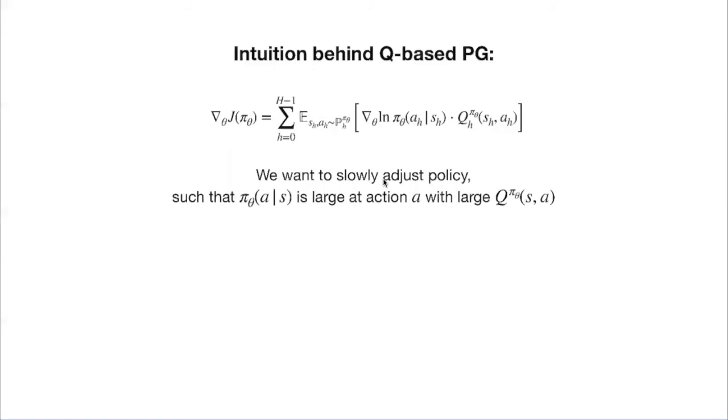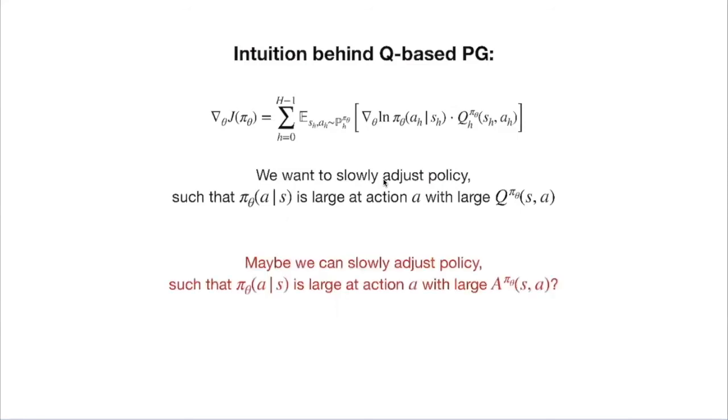Recall the derivation we had for the Q version. Intuitively, it says we should slowly adjust our policy such that pi theta gradually puts more weight on the action that has large Q value. In other words, you want to be a little bit greedy with respect to the current policy, but not exactly greedy, because we learned in the previous lecture that being too greedy, as approximate policy iteration does, is not guaranteed to converge. So let's just move towards the greedy action a little bit by increasing its probability.